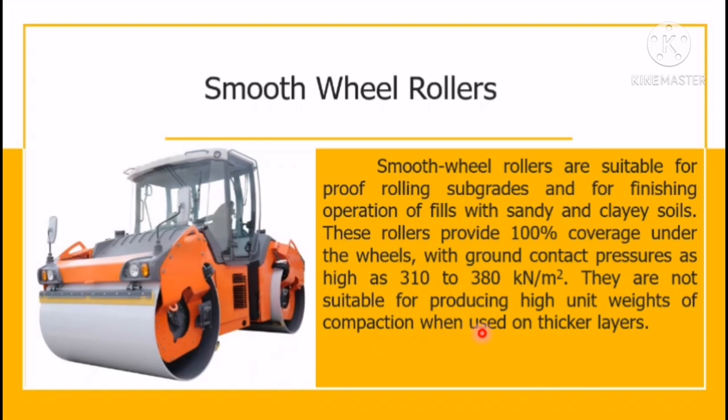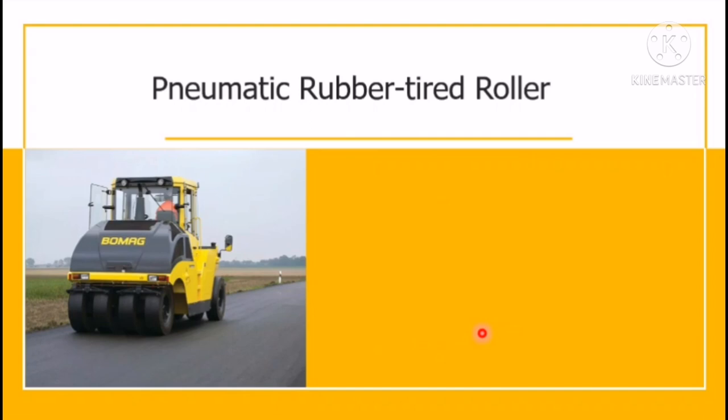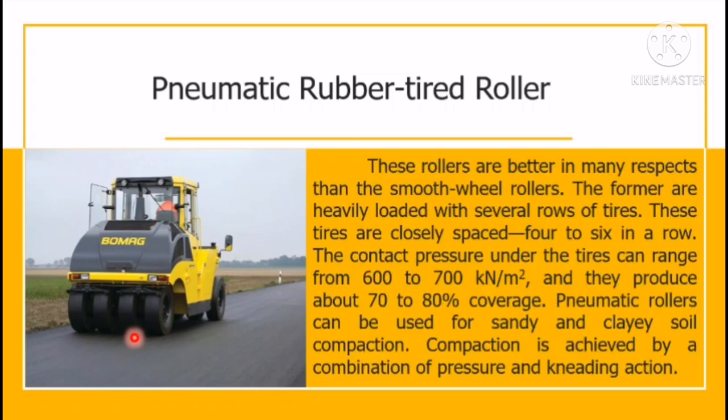Second one is what we call the pneumatic rubber tired roller. So if you see this, this is the pneumatic rubber tired roller. And these rollers are better in many respects than the smooth wheel rollers. The former are heavily loaded with several rows of tires. So these are the rows of tires in a pneumatic rubber tired roller. And these tires are closely spaced, 4 to 6 in a row.